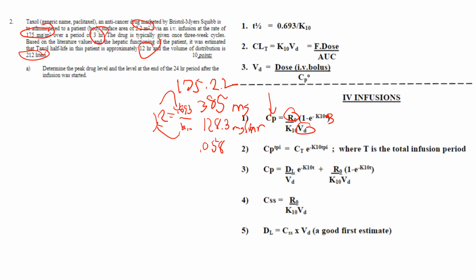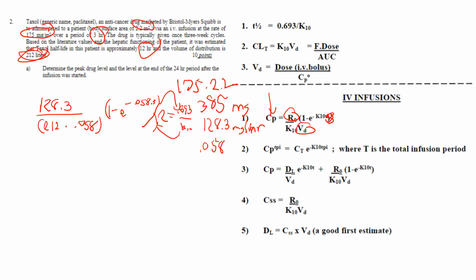So it's just plugging numbers now. So for R0, we have 128.3 divided by 212 times 0.058 times 1 minus e to the negative 0.058 times our 3 hours. The reason we're doing 3 hours here is because whenever an infusion is just stopped, that's peak concentration, unless it's like steady state. I mean, it still is peak concentration at that time. It's just with the steady state assumption, it might have happened earlier.